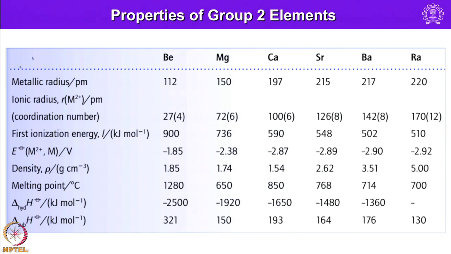That is also reflected in the reduction potential here. Reduction potential you can see here, the trend, and the density is given, and melting point also decreases down the group, and enthalpy also decreases, and so all these properties are according to the periodic trends one should expect by looking into the trends seen along rows and also down the group.